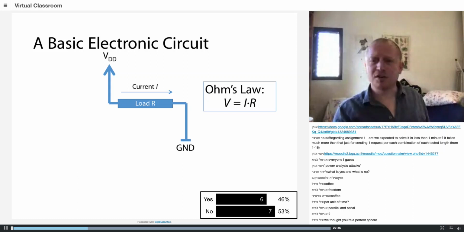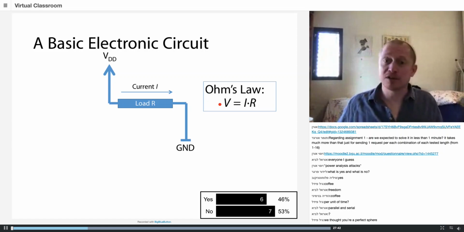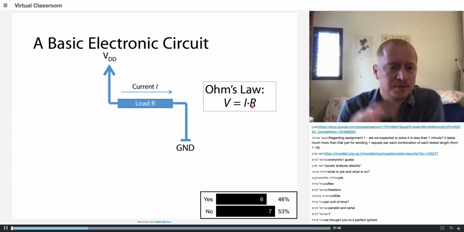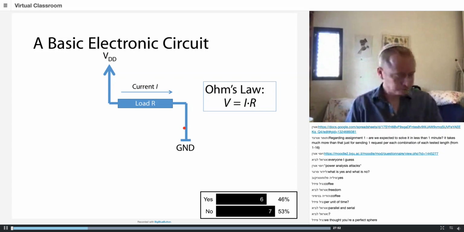This, what you see here, is called Ohm's law. And Ohm's law connects the three values of voltage, current, and resistance. And what it basically says is V is equal to I times R, where V is the voltage, I is the current, and R is the resistance of the load.